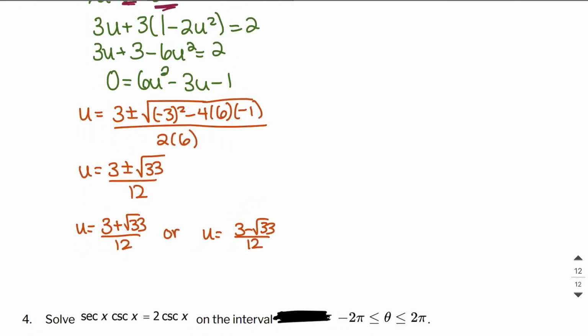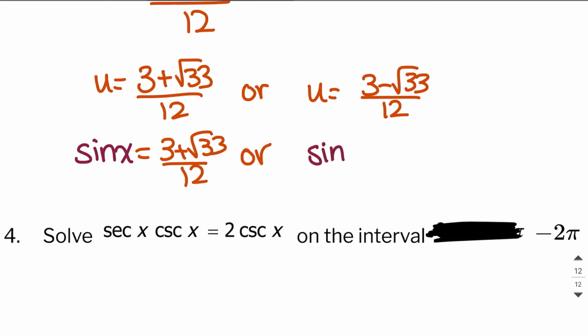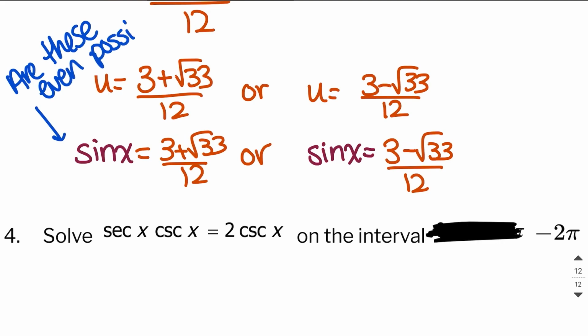with sine of x. So here I can say that sine of x would be equal to 3 plus the square root of 33 over 12, or sine of x equals 3 minus the square root of 33 over 12. And I want to know, are these numbers even possible? Because remember, again, sine can only be between -1 and +1. So I'm going to go to my calculator and try to figure out what these numbers are.